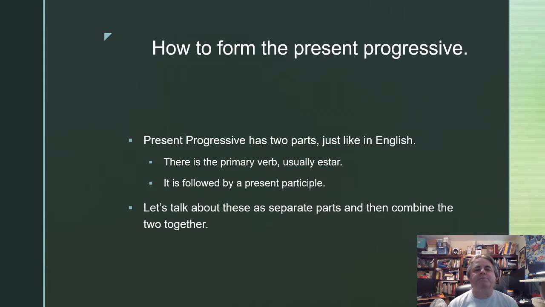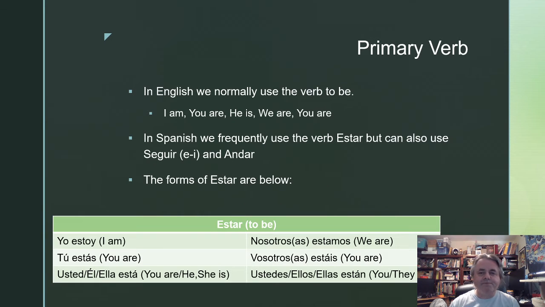So how do we form the present progressive? The present progressive, just like in English, has two parts. There's the primary verb that in Spanish is usually estar, but not always. It can be other things. And it's followed by a present participle, which is a really fancy name for something that's actually really quite simple. So let's break those two pieces up, the primary verb and the present participle. We'll talk about them separately, and then we'll put the two together. You'll see this is really fast. It's really easy. Not a problem at all.